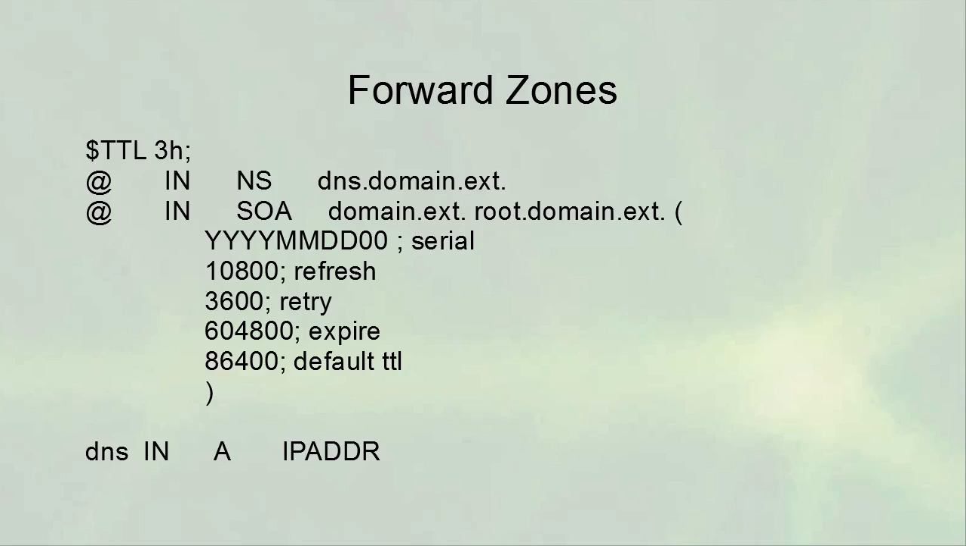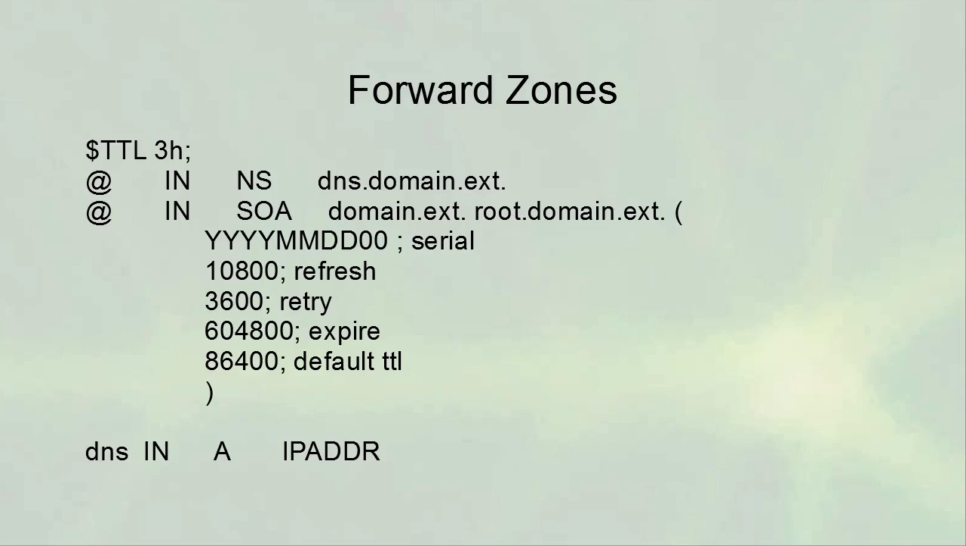The @ sign means for the entire zone. So @ in NS dns.domain.ext dot. You see that trailing dot? That's important. Basically this is a record for this zone, and this zone is defined as whatever's in the named.conf file. It's saying that the name server for this zone is dns.domain.ext.